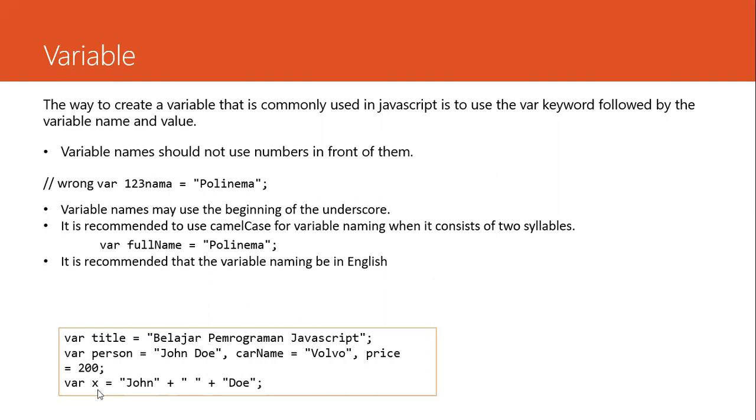And we can also add many values in the variable. For example, the third variable x: for x, we have the value John, and we can add to it using a plus sign, a space, and Doe. So if we use it like this, the data that is saved in the variable x consists of John, space, Doe.